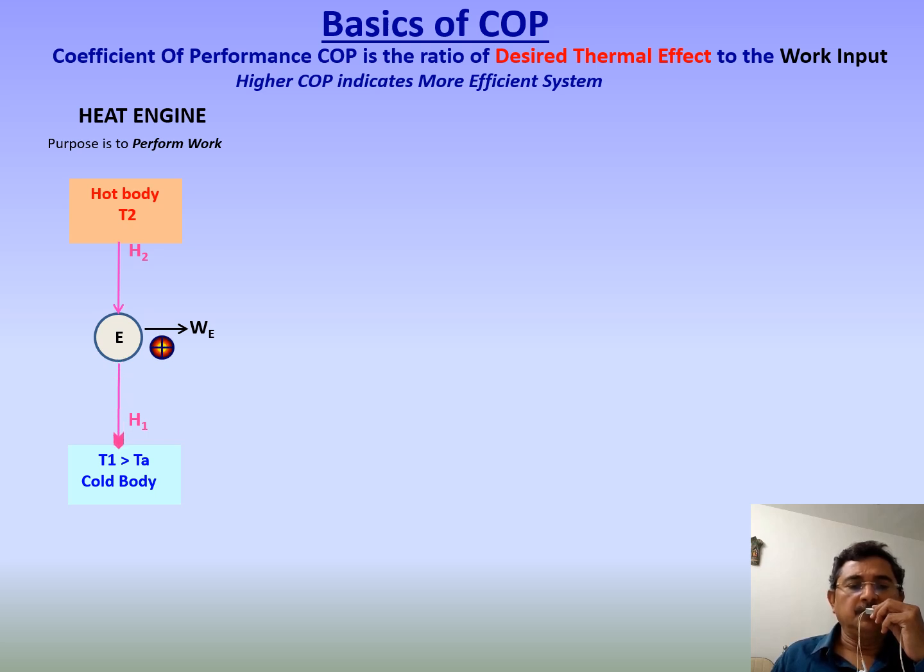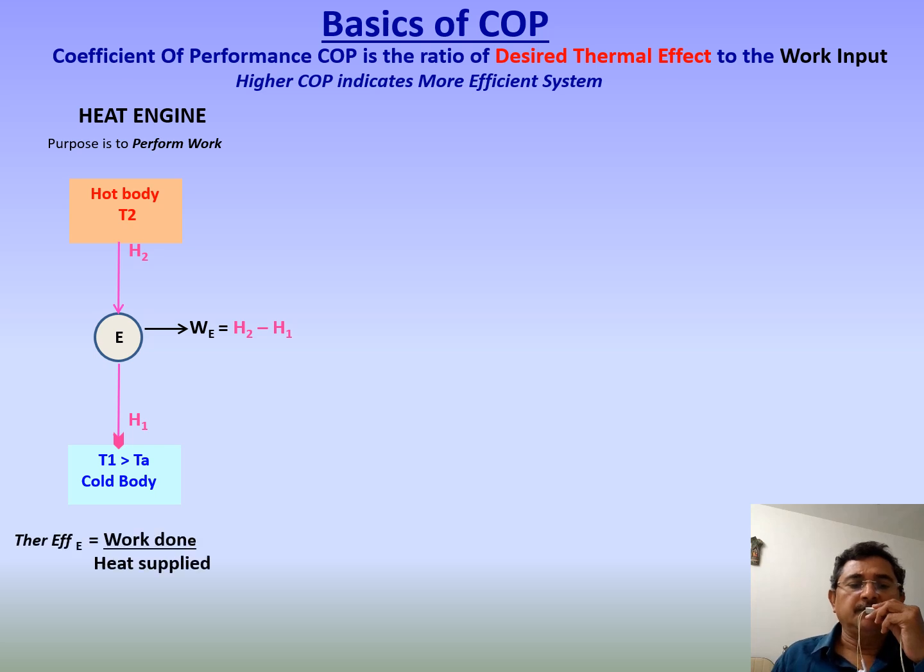The work performed because of the exchange of heat in the heat engine is WE, that is nothing but H2 minus H1, that is the difference between the enthalpies of hot body and cold body. WE is equal to H2 minus H1 is equal to enthalpy of hot body minus enthalpy of cold body.